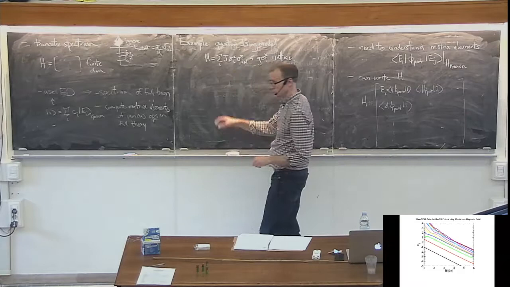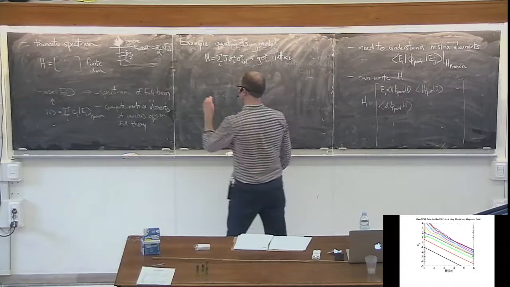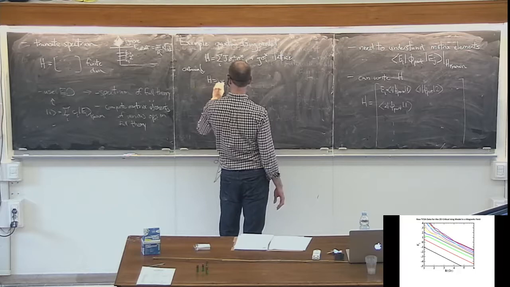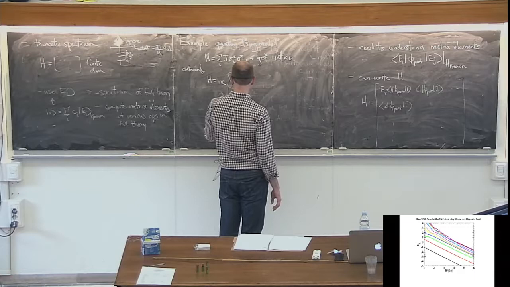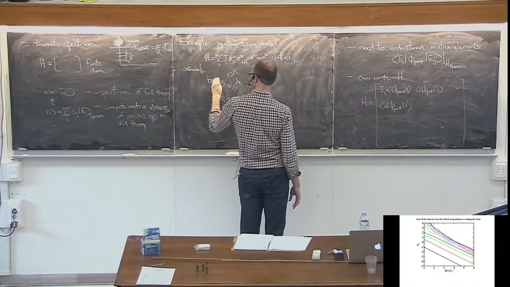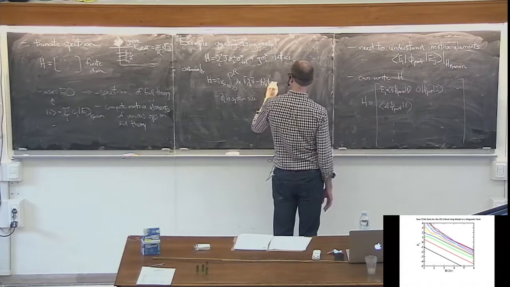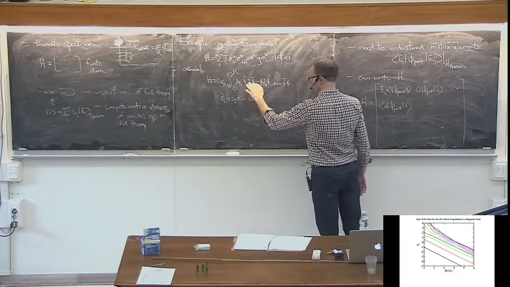Now, for this method, at least for this model, as you will see, it's much better to work with the continuum version of this model. If we go to the continuum, in the continuum limit, the theory is just the theory of a massive Majorana fermion.